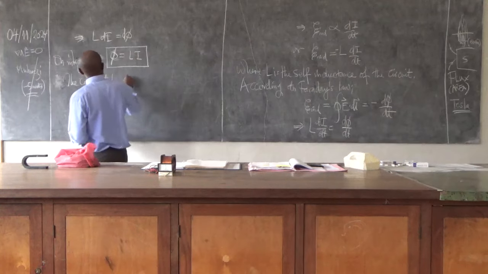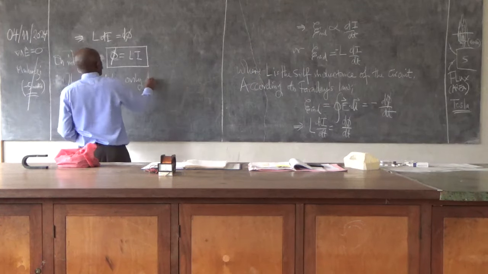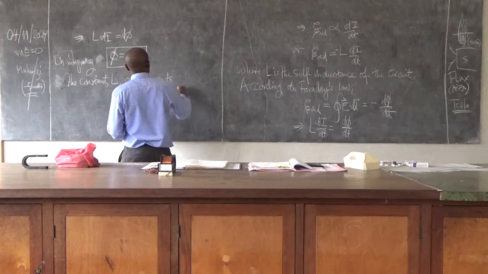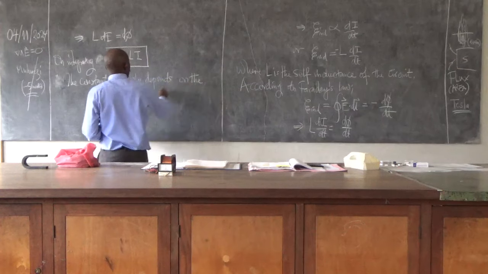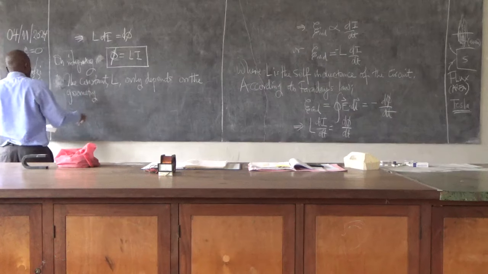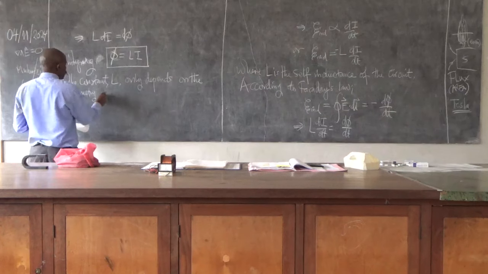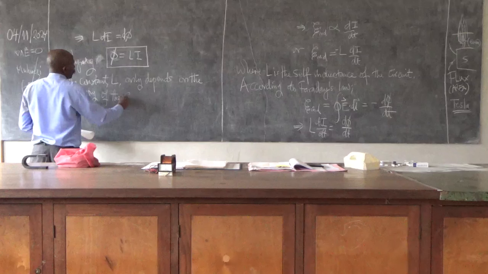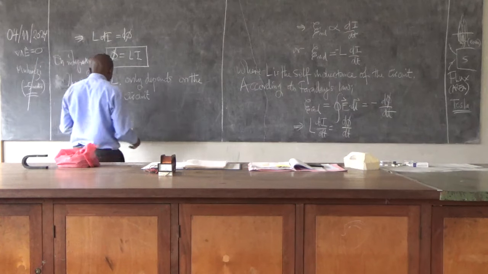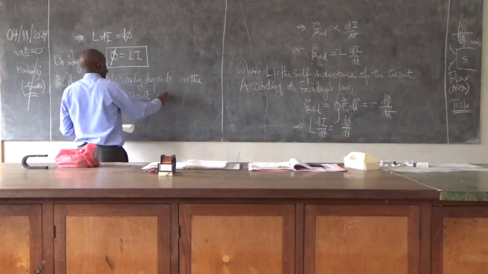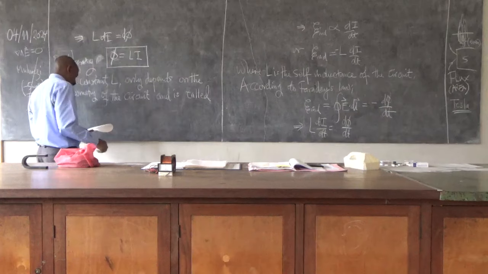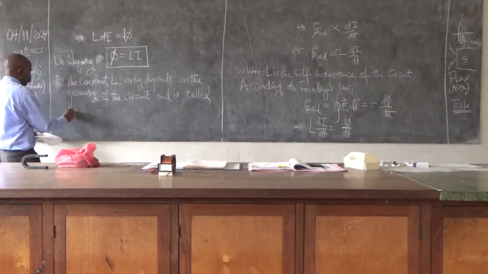So the constant L only depends on the geometry of the circuit, the geometry of the circuit, and is called the self-inductance.